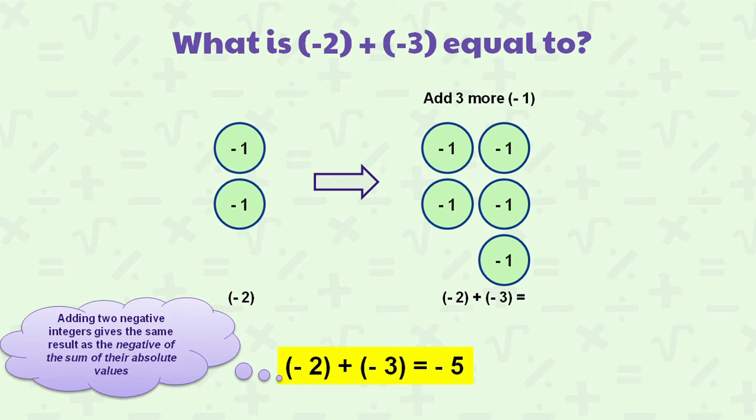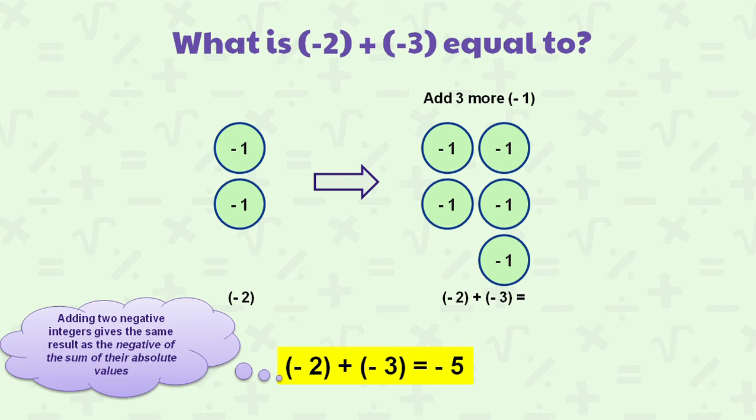Adding two negative integers gives the same result as the negative of the sum of their absolute values. Okay, I will repeat again. Adding two negative integers gives the same result as the negative of the sum of their absolute values.